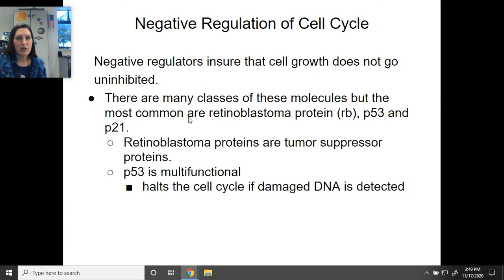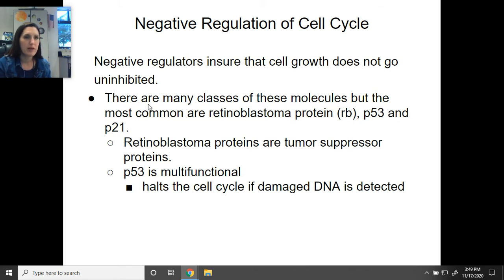There are negative regulations of the cell cycle. A negative regulation ensures that the cell growth does not go uninhibited. So this is going to stop the cell growth. I had on here that we were going to do negative and positive feedback loops, but I didn't get that together. So in a negative feedback loop, we have inhibitions.